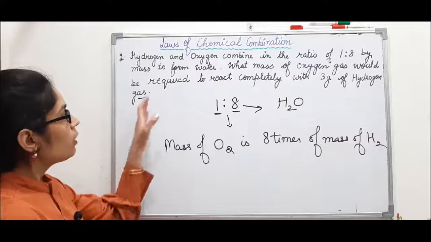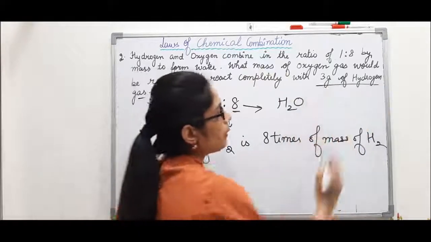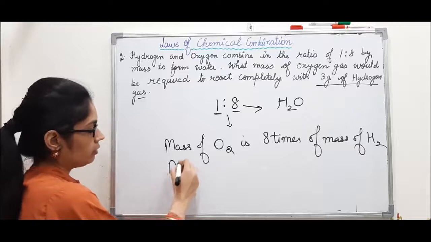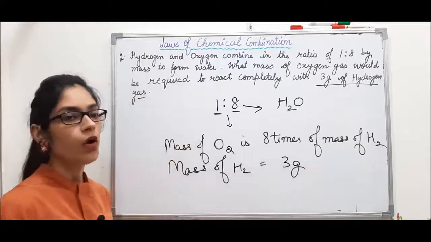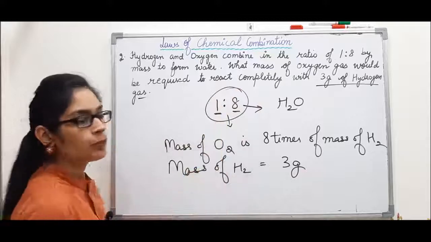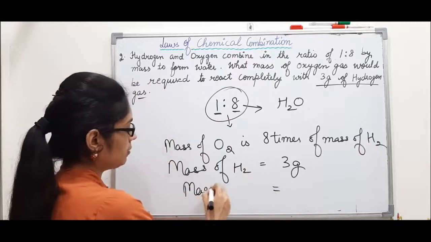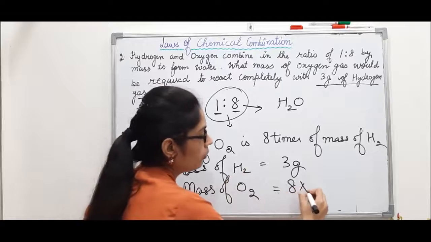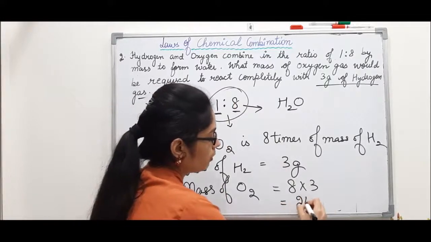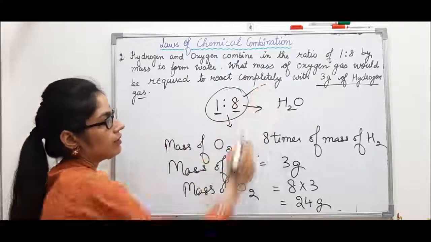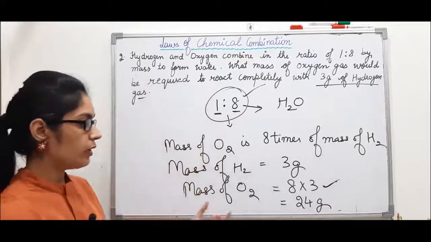So now what is given? What mass of oxygen gas would be required to react completely with 3 grams of hydrogen? So if the mass of hydrogen is 3 grams, what will be the mass of oxygen? Since from this ratio we can see the mass of oxygen is 8 times the mass of hydrogen, if the mass of hydrogen is 3 grams, then the mass of oxygen will be 8 into 3. See here it is 8 into 1. So here it will be 8 into 3, which is equal to 24 grams. So from this ratio itself we can conclude that the mass of oxygen is 8 times, and we use that same result in this question to find the mass of oxygen.